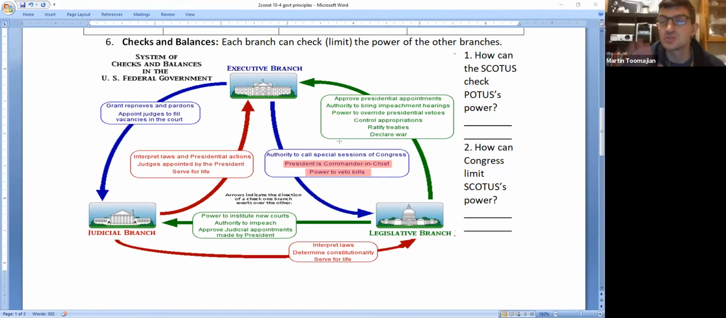Keeping on going here. So those are the two big things that the president can do to Congress. The president can veto bills. The president can command the army. If I don't highlight something, that means you really don't need to worry about it. This special sessions thing never happens. Don't worry about it at all. I'm not even going to talk about it.